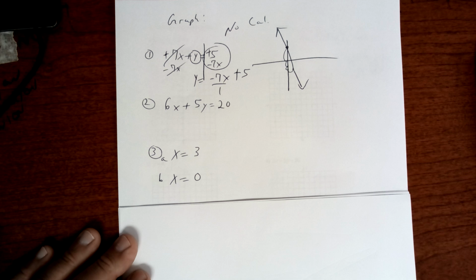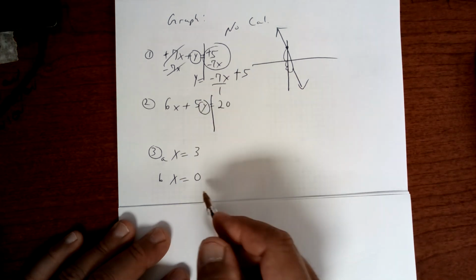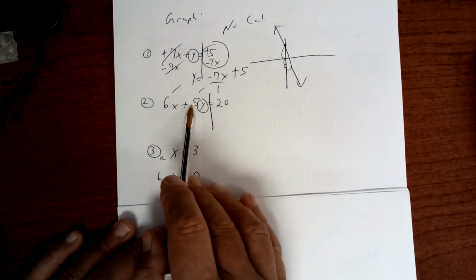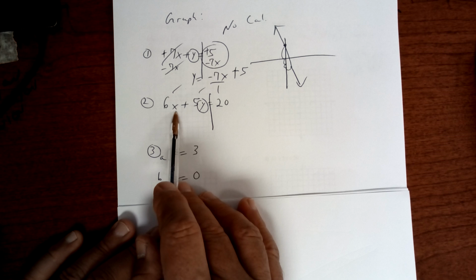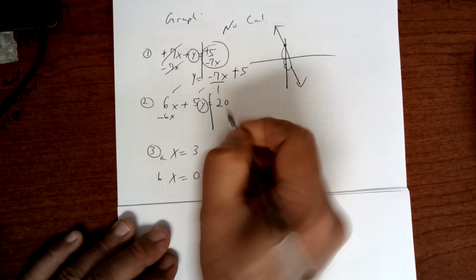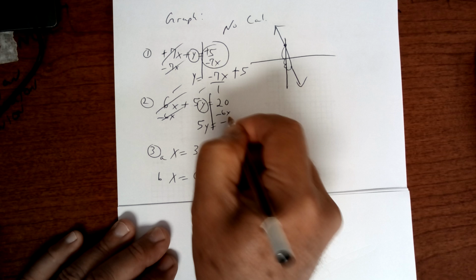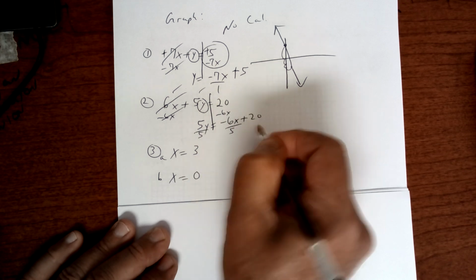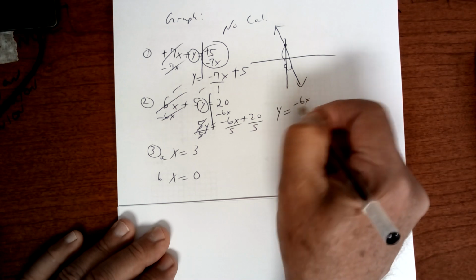Number 2, you're going to draw a line, circle the y. There's 2 things you want to get rid of, the 6x and the 5. But you always get rid of the number with the variable, that variable, last. So you want to subtract 6x. So now you're going to get 5y is equal to negative 6x plus 20, and then you're going to divide by 5. When you divide, you get y equals negative 6x over 5 plus 4.